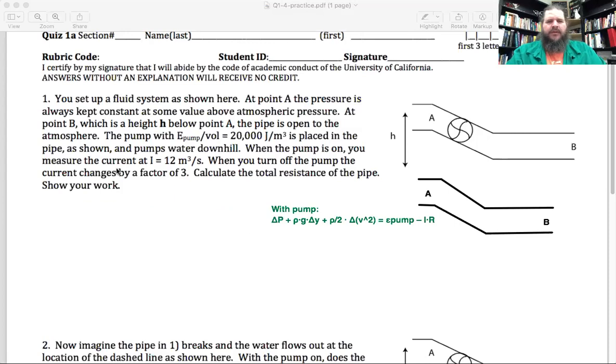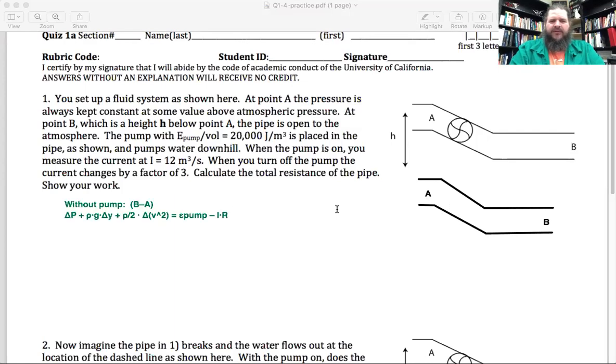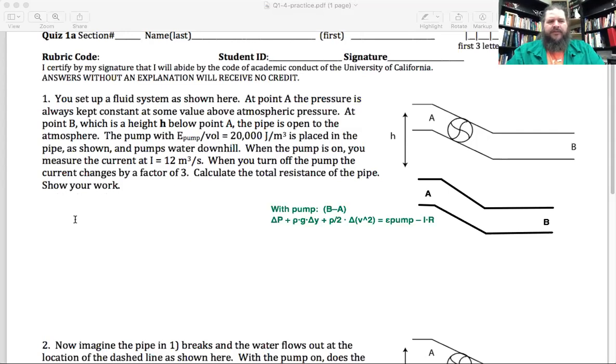So without the pump, there could certainly be a pressure difference. In fact, if we write out, do you want to write this as A minus B or B minus A? B minus A. Okay, let's say B minus A. And we could go either way. The important thing is to just be consistent about it. So let's say in both cases, we're going B minus A. So delta pressure would be pressure B minus pressure A.